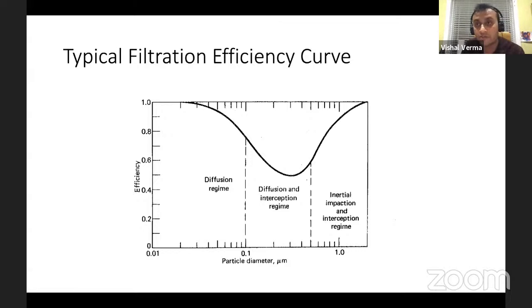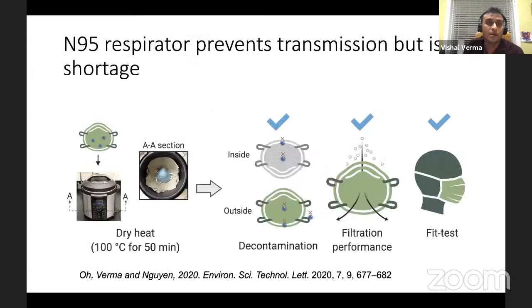And N95 works perfectly in that sense. This N95 masks have been in dire shortage during this pandemic. So we also developed a method in our laboratory to reuse this mask. What we did is a very simple thing, because we know that dry heat is able to inactivate the virus. But in addition to inactivating the virus, is it able to retain the filtration efficiency of this mask? That's what we tested.